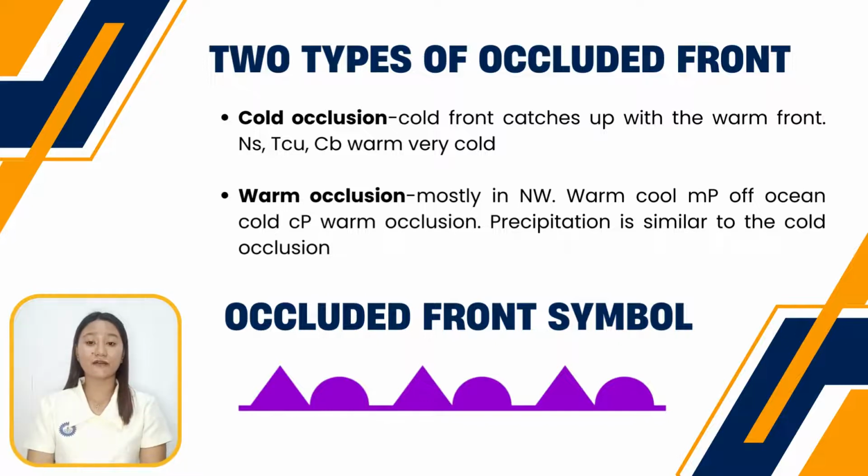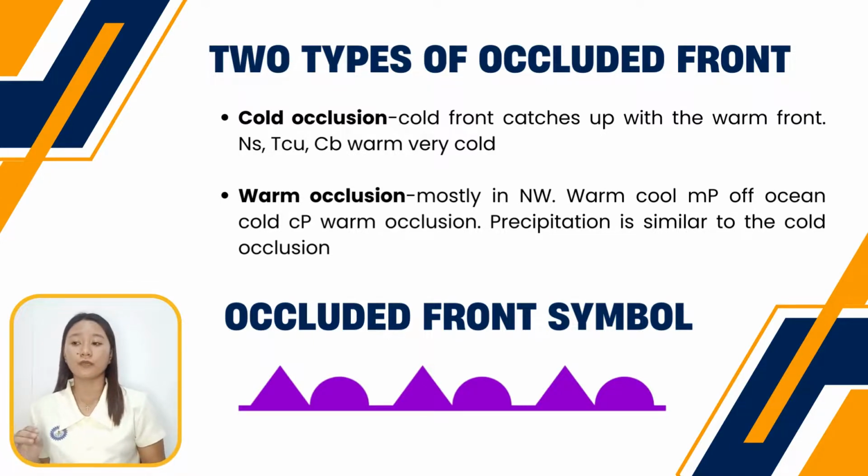Lastly, let us have the symbol of occluded fronts. The symbol of occluded fronts is represented by purple solid lines with alternating triangles and semicircles. The alternating triangles and semicircles are pointing towards the direction of the movement of the fronts. Since, as we said earlier, warm and cold air come in at occluded fronts, its sign is alternating triangles and semicircles, which represents the cold and warm air.